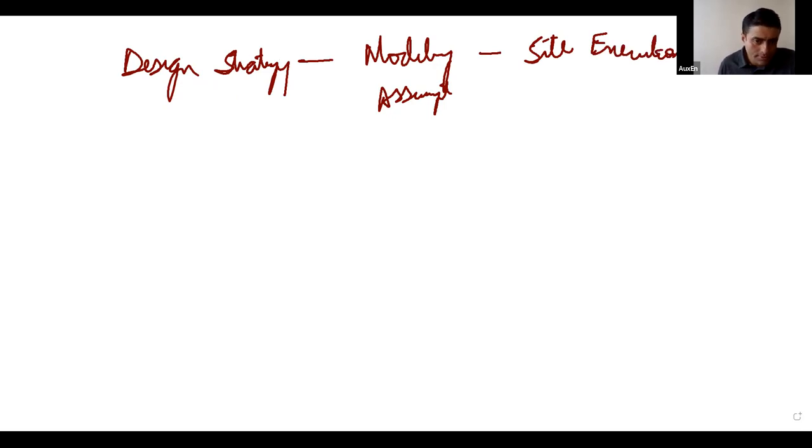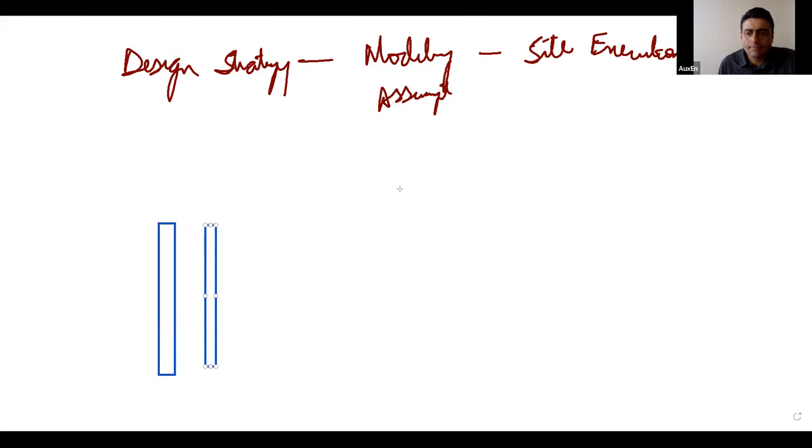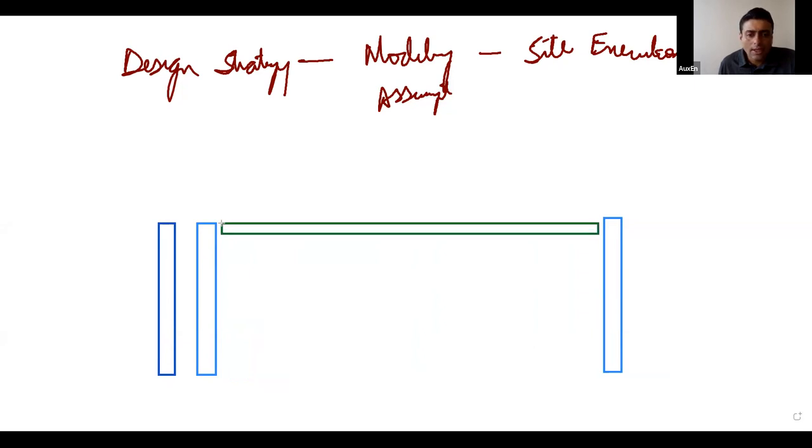Are you able to see the whiteboard? Right. So let's take a case. Let us say this is my column. I'm drawing it in elevation. Are you able to see which pen I choose, which color I choose? Just wait. Right. So this is my column, let's say. And then I have a beam. It's a long span.